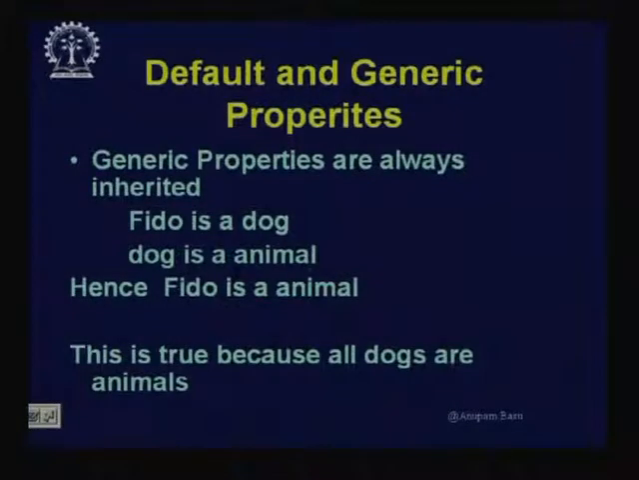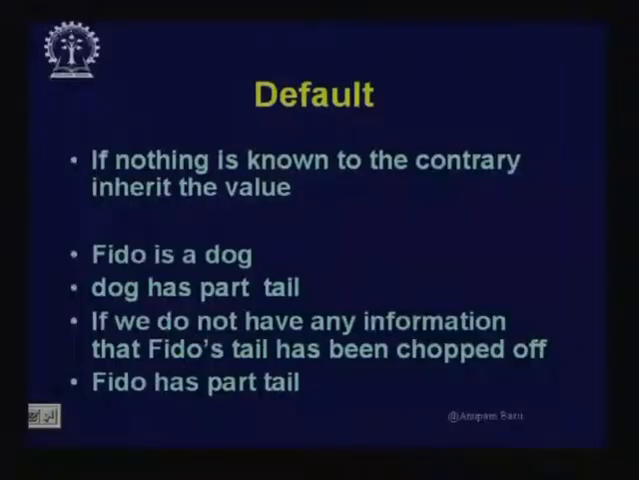Besides that, there can be default properties. Now, what is the meaning of default? What is the meaning of default property? Default means if nothing is known to the contrary, inherit the value. Here is an example. If nothing is known to the contrary, I know Fido is a dog and suppose dog has part tail. Therefore, what should we infer? We will have to infer that Fido has tail.